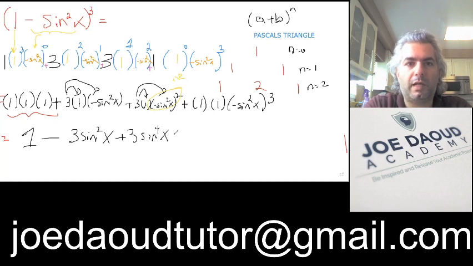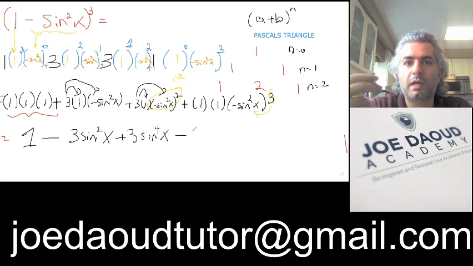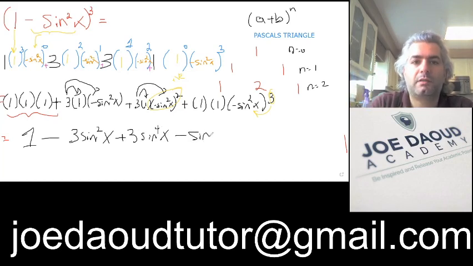Finally, in your last set of terms, you have 1 times negative sine squared x to the power of 3. Now you have negative sine squared x to the power of 3. 3 is an odd number, and then your negative would remain. Negative times negative gives you a negative. So your final answer would be negative, and then sine squared x to the power of 3 is sine to the power of 6x. Okay.